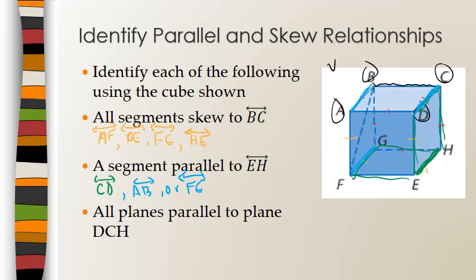All right, all planes parallel to plane DCH. So DCH is this plane right here. Well, the one that would be parallel to DCH would be ABG. It would be this plane back here on this back wall right there. So we could then identify ABG as a plane that is parallel to DCH.